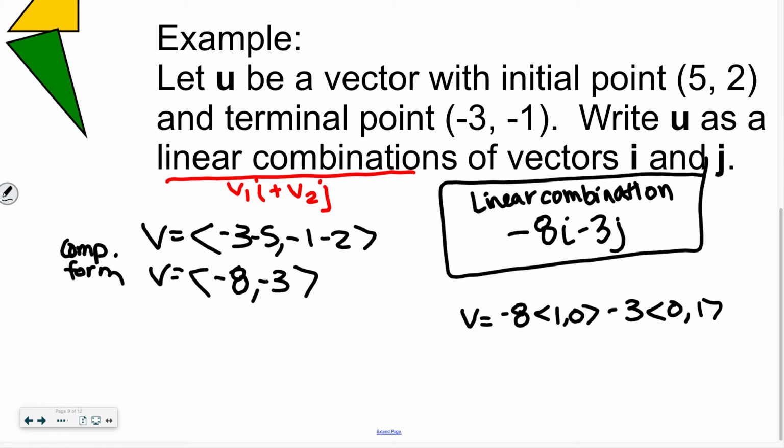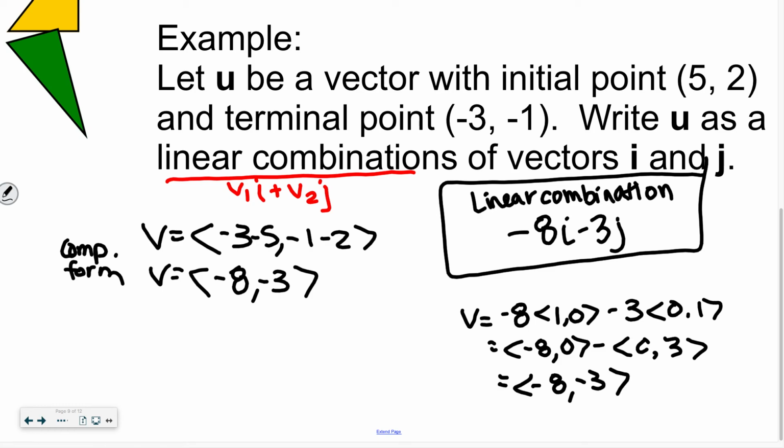Then I have scalars, so I would distribute my scalar: <-8, 0> minus <0, 3>. Sorry, I left it as minus, so it should be plus 3. And then if I subtract those two vectors, I'm going to get <-8, -3>. So by substituting in the standard unit vectors, it is the same thing as component form. But you don't ever have to do this work. It's just always true for the i's and the j's.